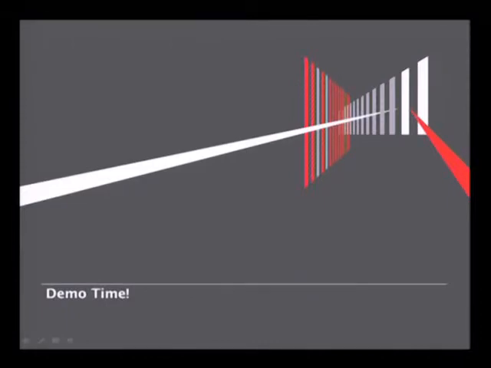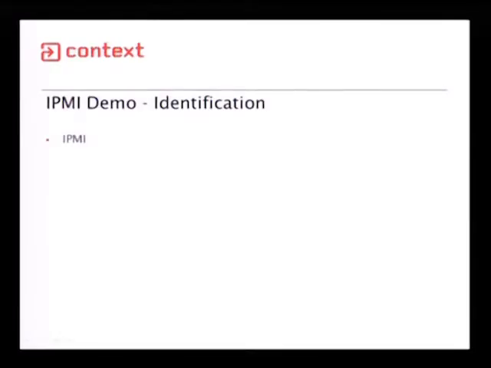Anyone want to see some demos? Start with the old school stuff. How do we find it? HTTP 623 is a map. It's really not that difficult.